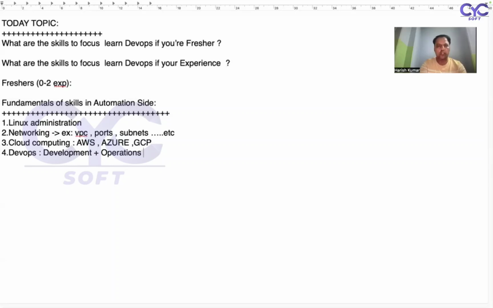Next, we are going with the fifth one, the version control system, guys. Version control system, that is, we are working on VCS.